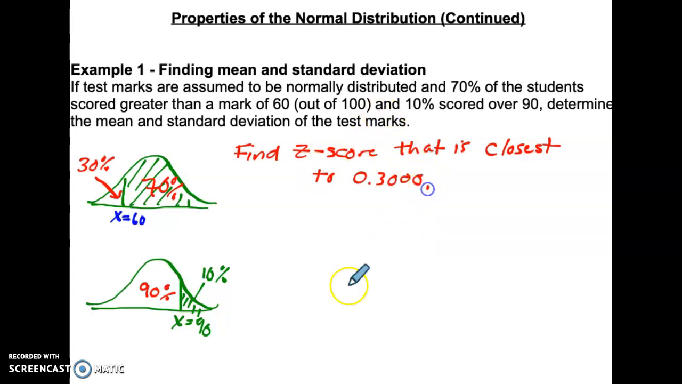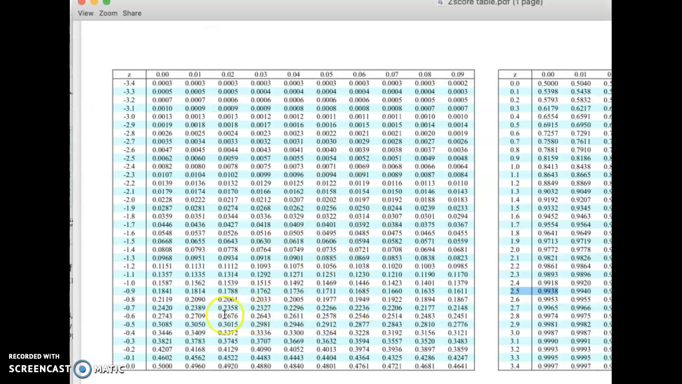Okay, so you're going to go and look at your table and you're going to try and find a z-score that is either equal to 0.30000 or the closest one. So here's my z-score table, and looking at all of these percentages on the inside, we are looking for the one that's closest to 0.3. So right here, we have that boundary of 0.3. So one of them is 0.3015, and the other one is 0.2981.